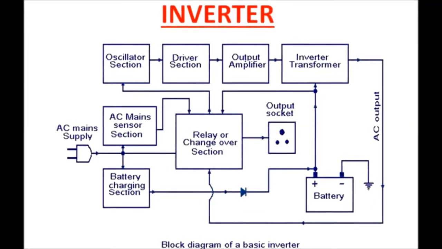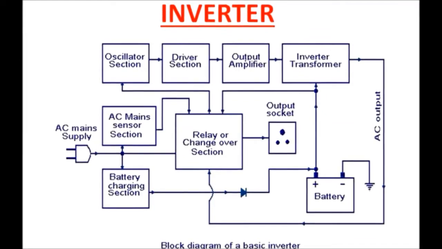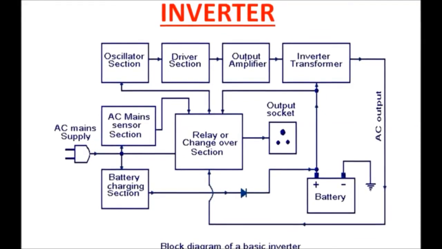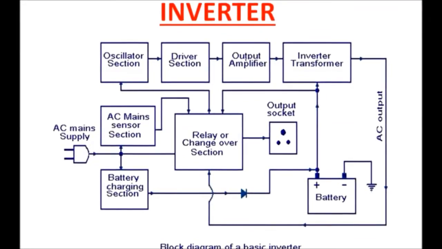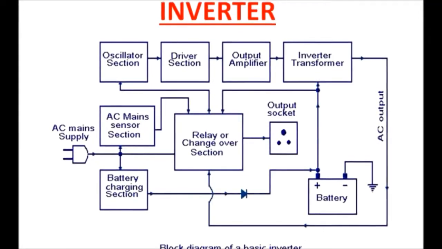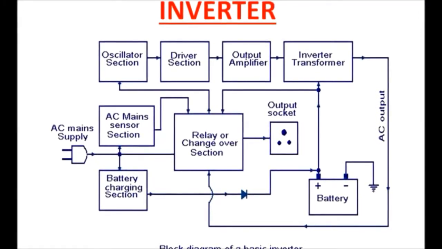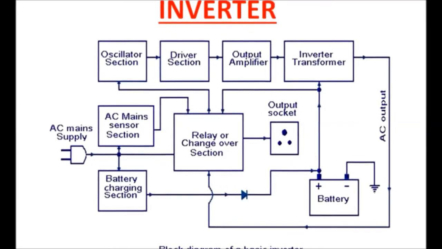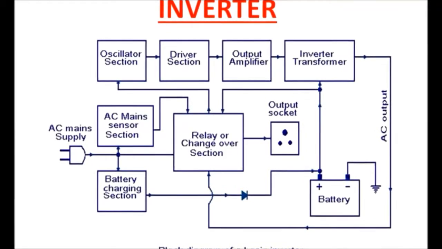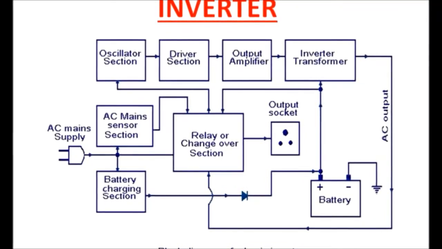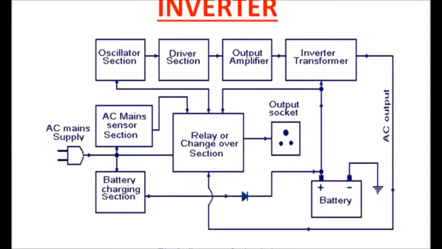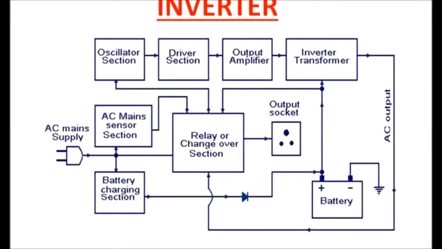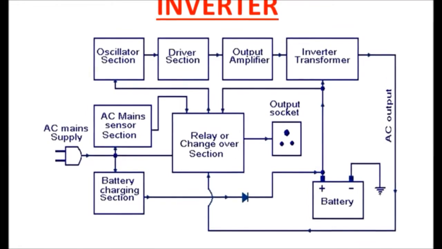When AC supply is off, then the relay changes to backup mode. Then the oscillator section, driver section and output amplifier section will work, and here the inverter transformer converts the pulsating 12 volts to AC supply. This AC supply goes to the output socket through the relay changeover section.